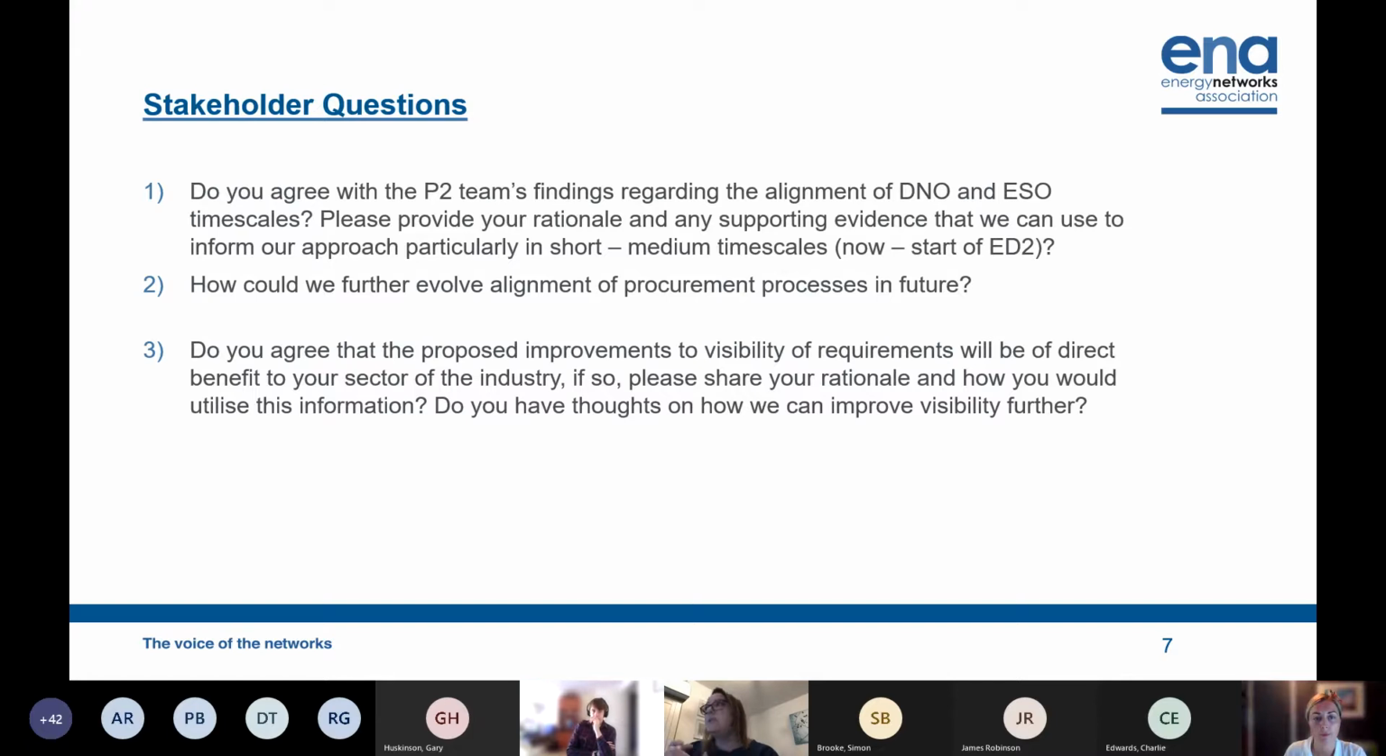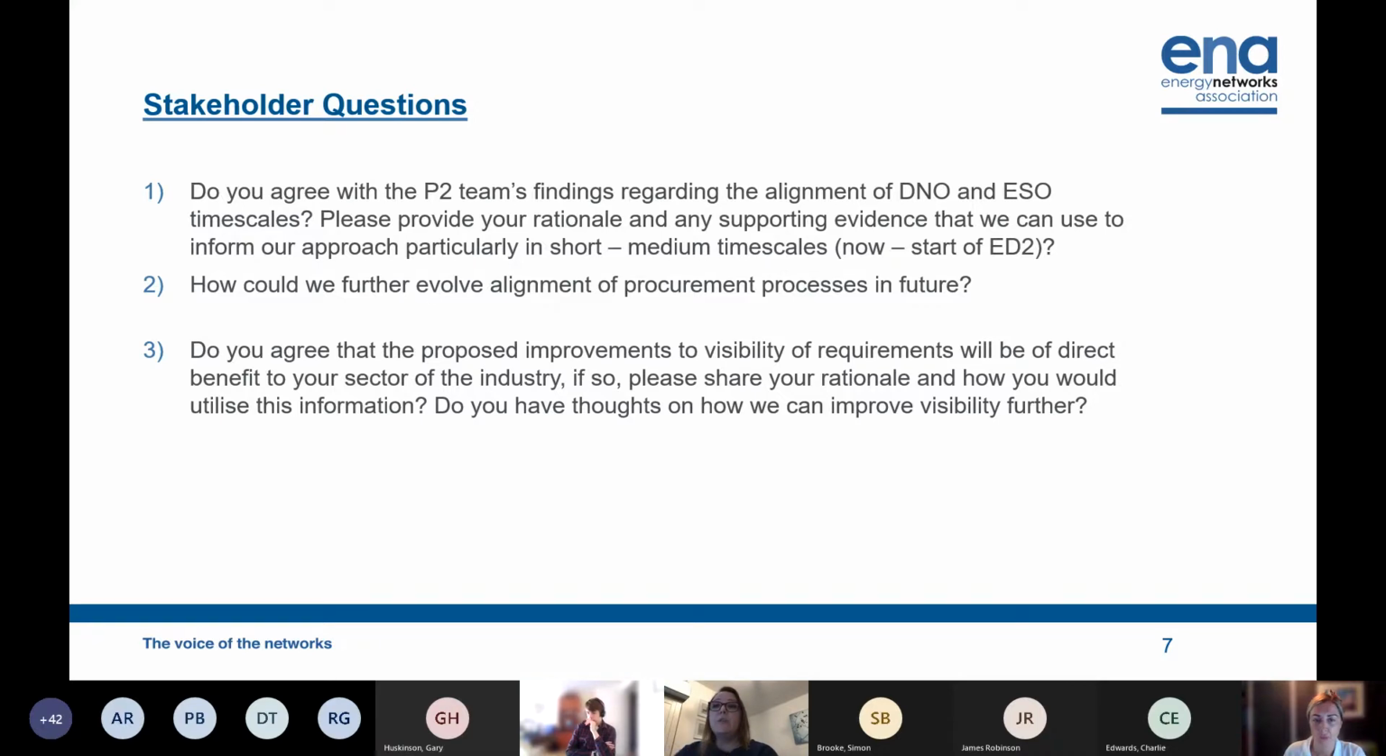So the questions we're really asking for feedback on in this consultation is, do you agree with the P2 product team's findings regarding the alignment of D&O ESO timescales, and can you provide us with any sort of rationale or supporting evidence that we can use to better inform our approach, either now or in the long term? How do you think we can further evolve the alignment of procurement processes in the future?